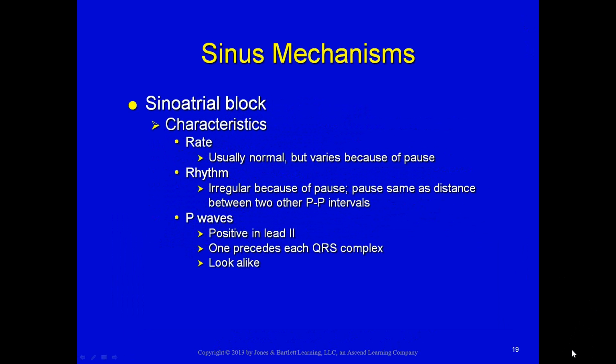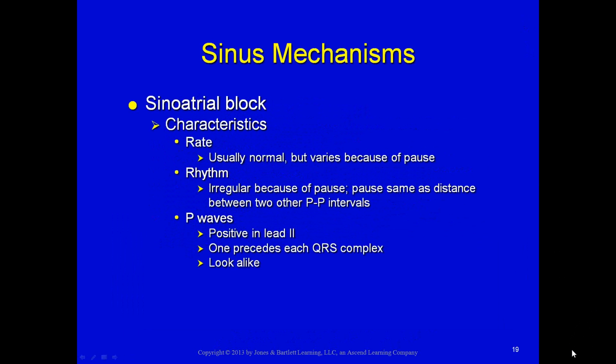With sinoatrial block, the rate is usually normal, but it's going to vary because there's going to be that pause where an impulse should have happened but didn't. The rhythm is irregular because of the pause, but the pause is the same as the distance between any two other P-to-P intervals. So even though we're missing a PQRS, everything still marches out, as you'll see here.